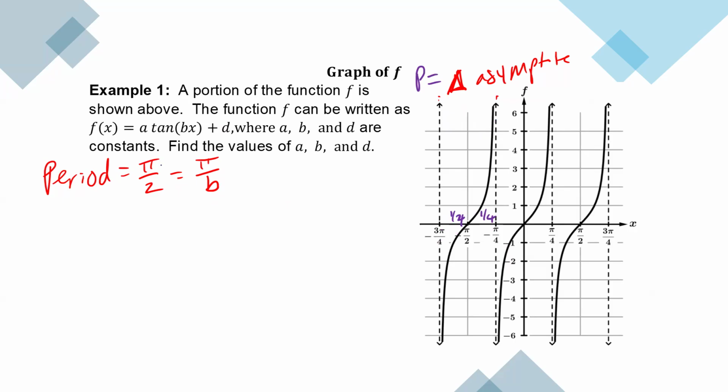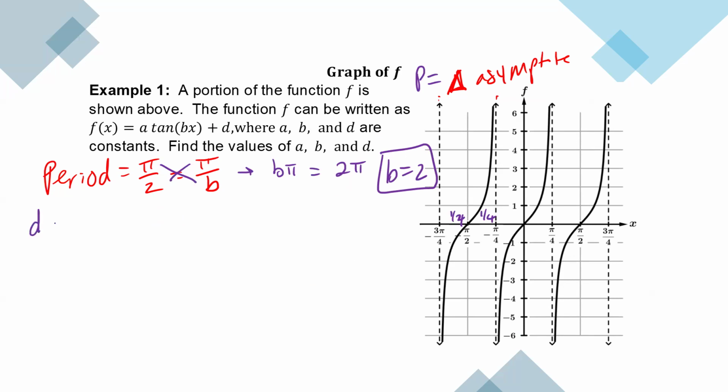So now we set this up and we're going to cross multiply. That leads us to b times pi equals 2 pi. So b is what? b equals 2. So we have our b. b is done. Next, you're going to find your d. a is going to be the last thing you find. Okay, the next thing we're going to do is find our d.